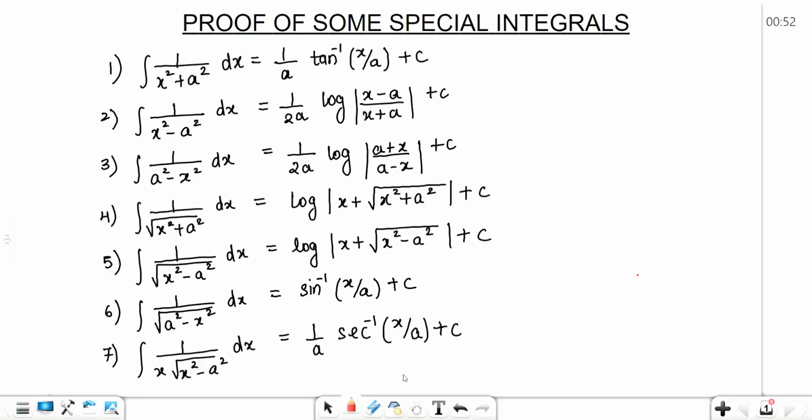Today we are going to discuss some of the proofs of some special integrals. Overall, if you see, here is the list. There are a total of 7 special integrals, and we are going to discuss the proof of each of them. I am going to do the proof of these 7 in 3 different videos. So in today's video I'll do the proof of these two.